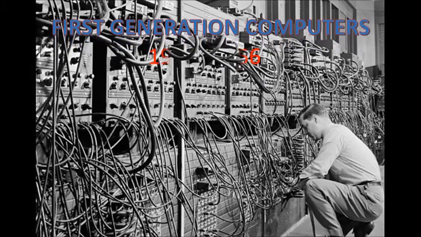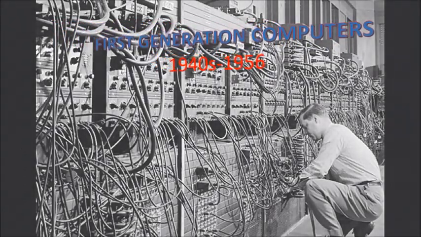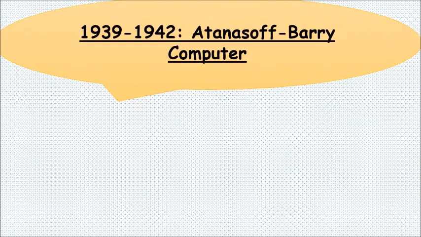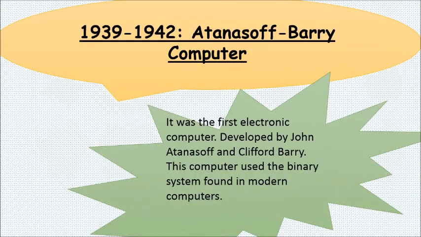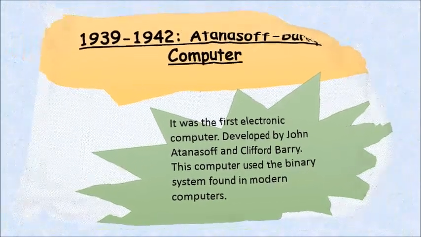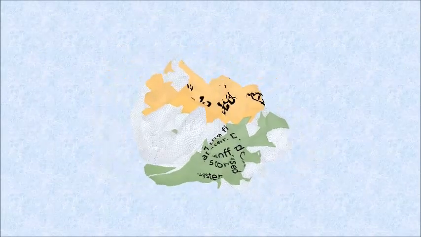There are 5 generations of computers. The first one was the first generation of computers. It came from the 1940s to the year 1956. It began in 1939 to 1942 with the Atanasoff-Berry computer. It was the first electronic computer. The computer used the binary system found in modern day computers.